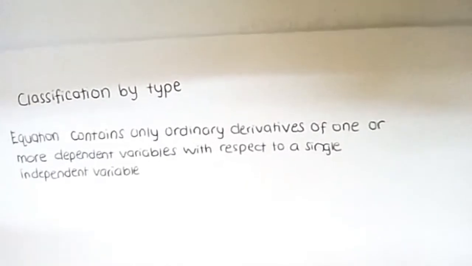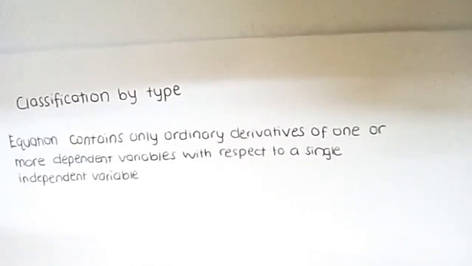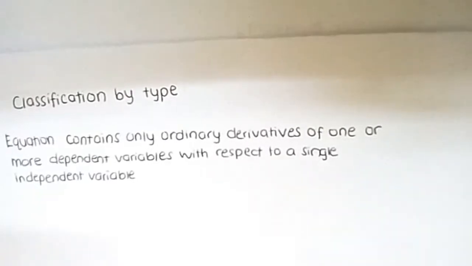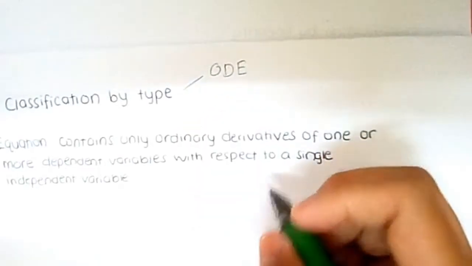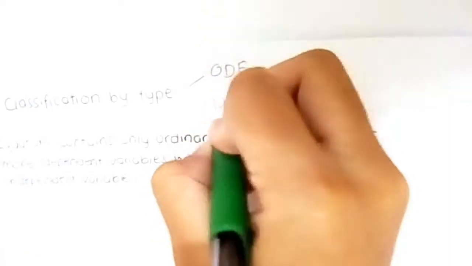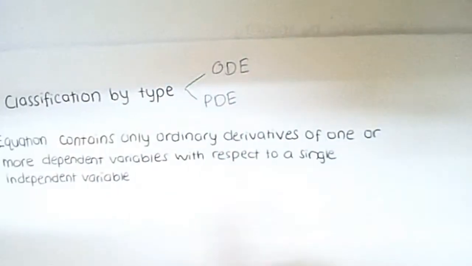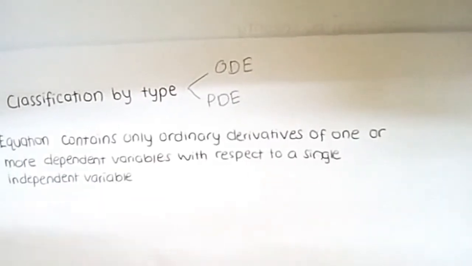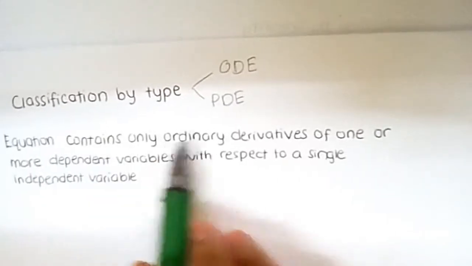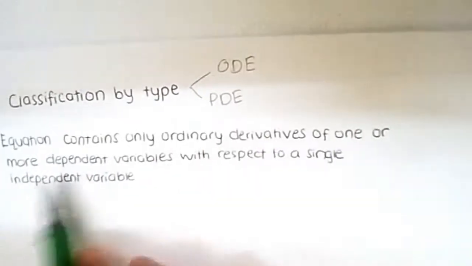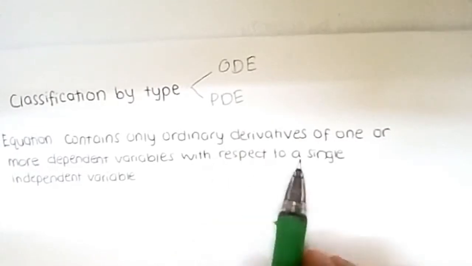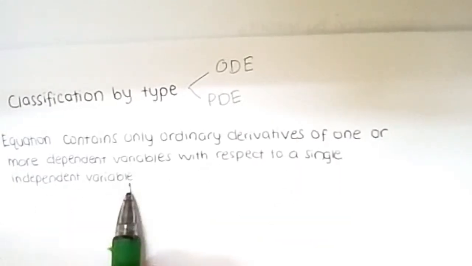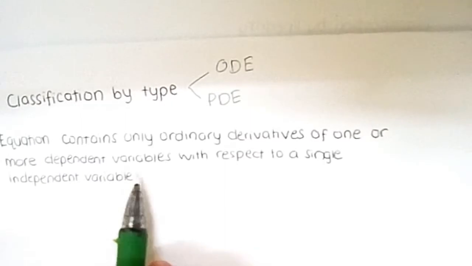Differential equation can be classified into two types. First, it can be called ordinary differential equation or ODE. Second is partial differential equation or PDE. Today, in this video, we are going to discuss an ordinary differential equation only. An equation that contains only ordinary derivatives of one or more dependent variables with respect to a single independent variable is said to be an ordinary differential equation.